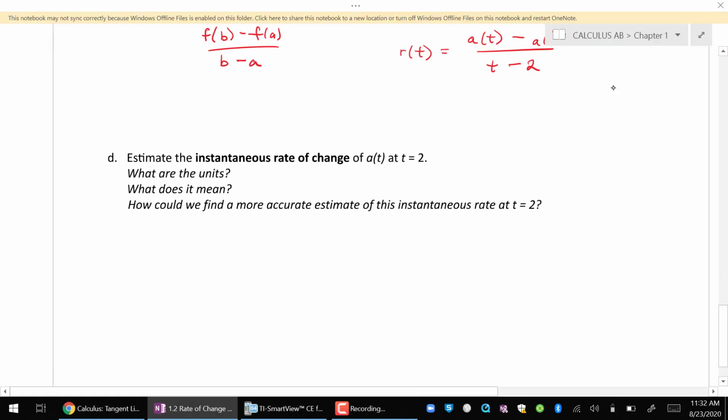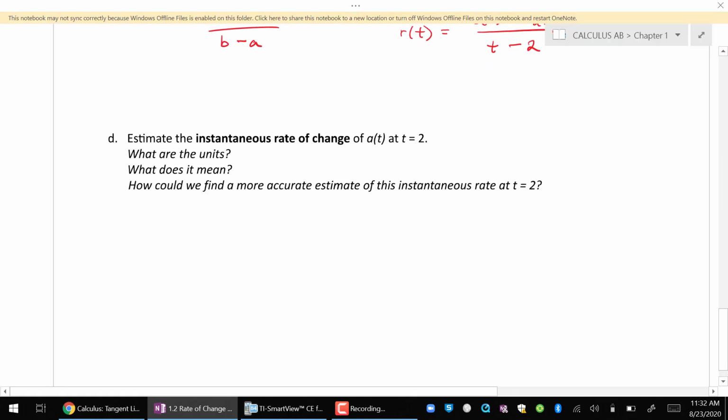So to close out this problem, I'll go pretty close. How about A of 2.001 minus A of 2, divided by 2.001 minus 2? And if I compute that on the calculator, I should get about 52.513 square millimeters per hour.